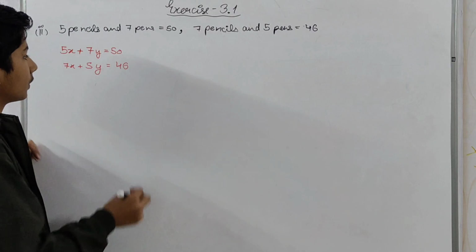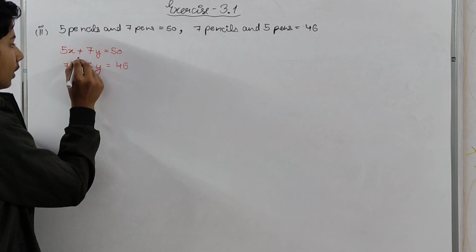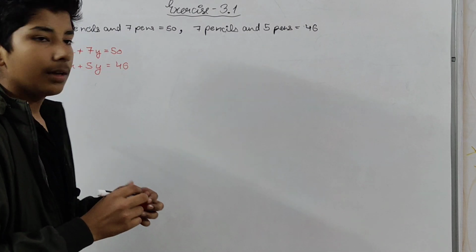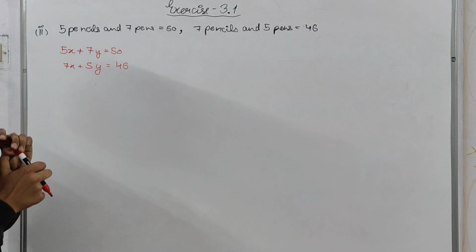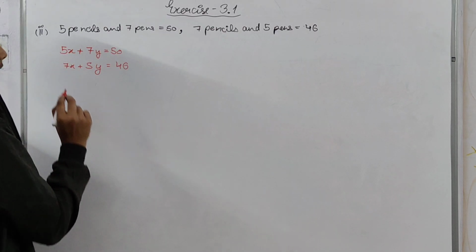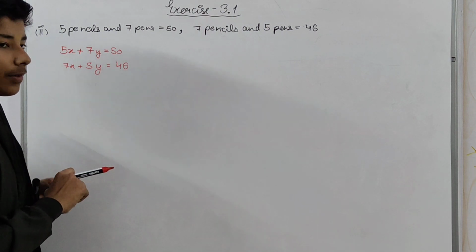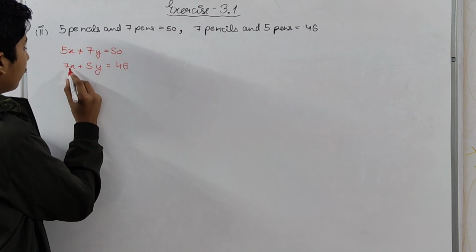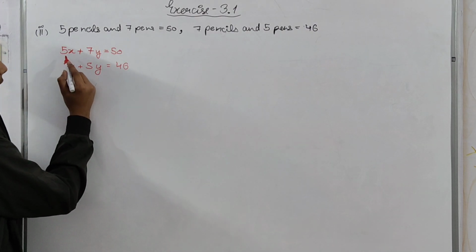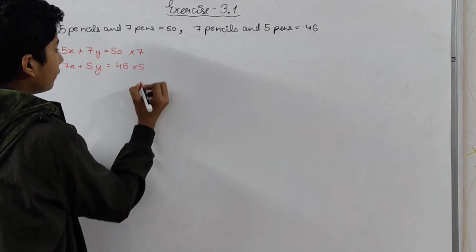Now what we'll do? We will multiply these equations. We have to decide firstly which variable we have to cancel out. So if we see, there is 35 getting as the LCM. So 7 and 5 have 35 as LCM. To make this 35, we have to multiply it with 5, and to make this 35, we have to multiply it with 7. So into 7 and into 5.